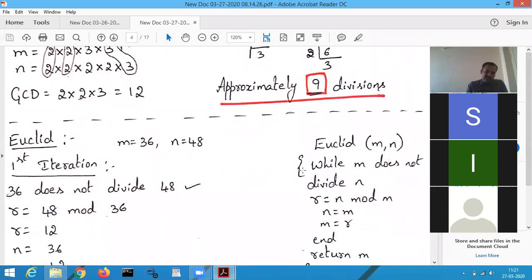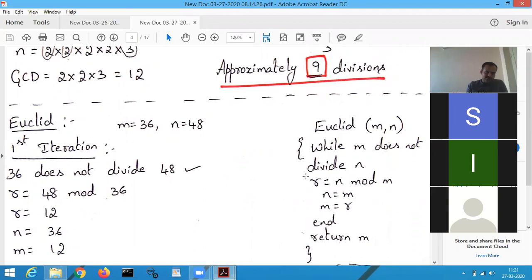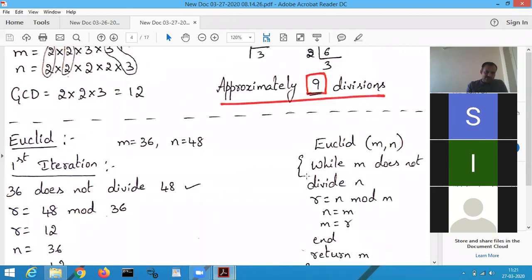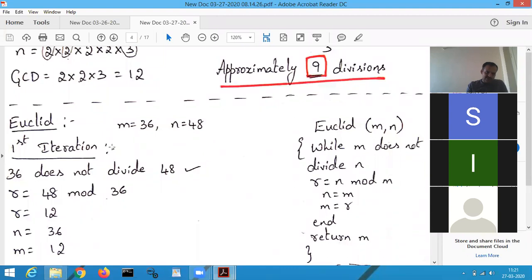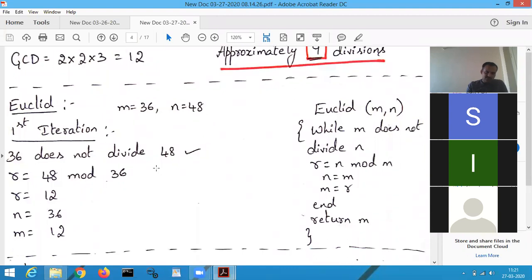Let us take the same numbers and apply our Euclid's algorithm. See, on the right hand side, I have written the Euclid's algorithm. The first step says, while m does not divide n, here m is 36, n is 48. Let us go for the first iteration. 36 does not divide 48.